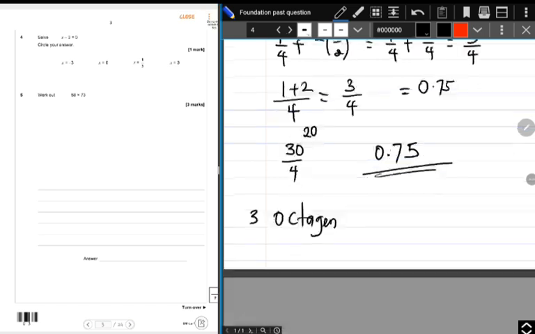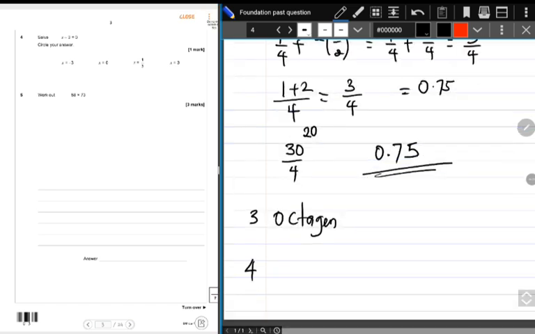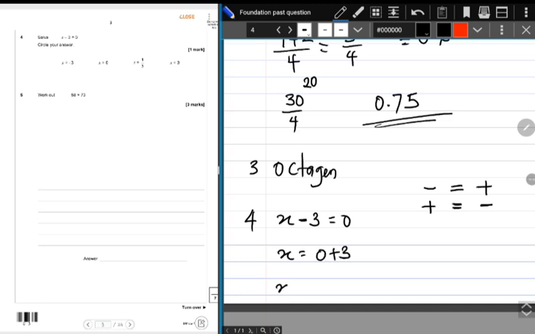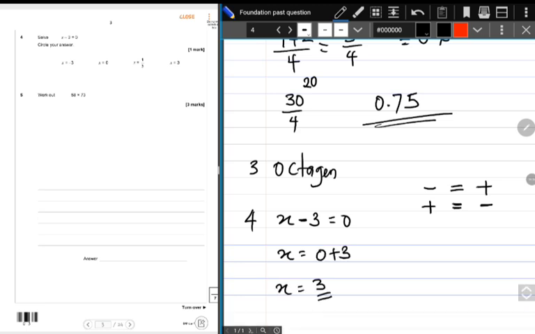Now what is question number 4? Question 4 says x minus 3 equals 0. This is one thing we have to understand. When a minus crosses the bridge of the equals sign, it becomes plus, and when a plus crosses, it becomes minus. So x equals 0 plus 3, and x equals 3. Our answer is 3.